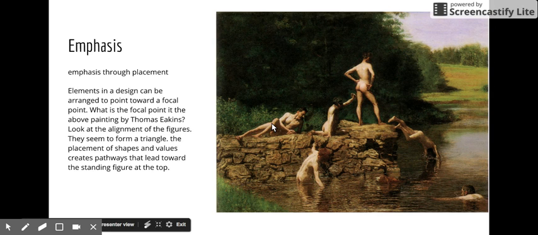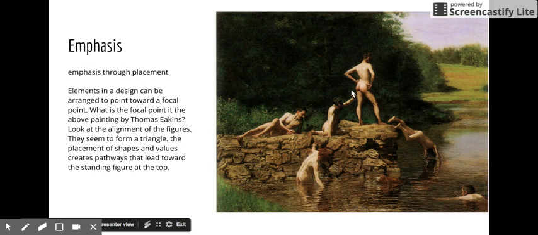This figure, due to its orientation, gives you a shape that leans this way, that picks up on this figure. You follow it down here to this figure diving in the water, down to this figure swimming, back again. This one could be part of the triangle too, so you could see it as a triangle here, or you could see this figure also as part of the triangle there. So the placement of shapes and values creates pathways that lead toward the standing figure on top.